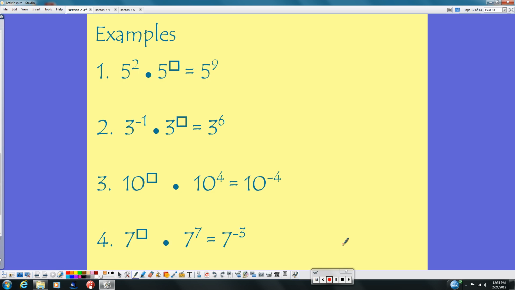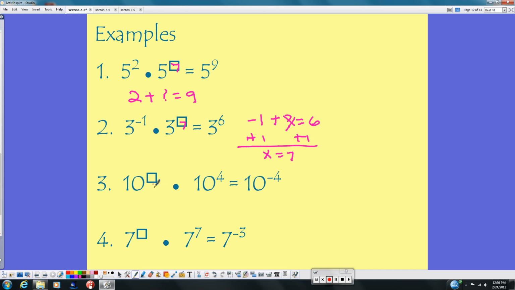Let's take a look at some of these problems. What we're trying to do here is figure out what goes in the box to give us our answer. So in other words, for this first one, 2 plus what is going to give us 9? Well, 2 plus 7 would give us 9. In this case, -1 plus what is going to give us 6? If you want, you can replace the question mark with an x and solve the equation. Add 1 to both sides so that x is equal to 7.